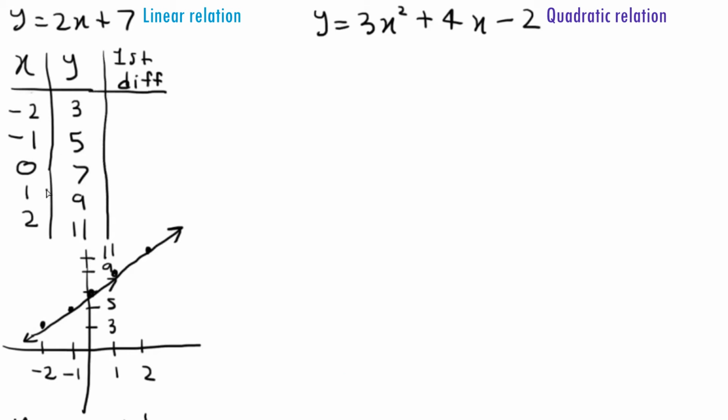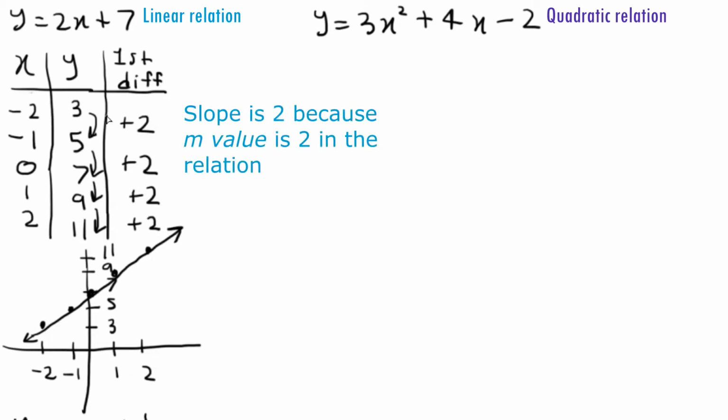To get the first differences, I'm going to ask, how do I get from this value to this value? Well, to get from 3 to 5, I need to add 2. From 5 to 7, I need to add 2. 7 to 9, add 2. 9 to 11, add 2. How I did this is I did 5 minus 3 equals 2, 7 minus 5 equals 2, 9 minus 7 equals 2. So that we got the first differences, this tells us actually the slope. This 2 is the same because of this 2.